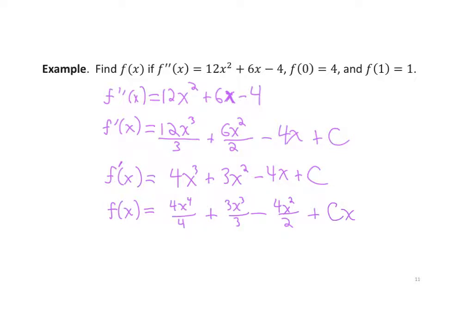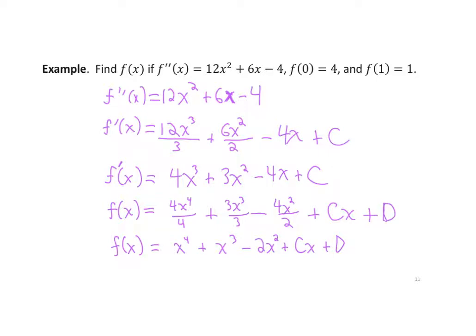We still don't know what c is, and that's okay. But we just took an antiderivative, so we need to add an arbitrary constant, which means we need a different letter because we don't know necessarily that it's going to be c. So I'm going to just call it capital D. I'm going to simplify a little and get f of x equals x to the fourth plus x cubed minus 2x squared plus cx plus d.